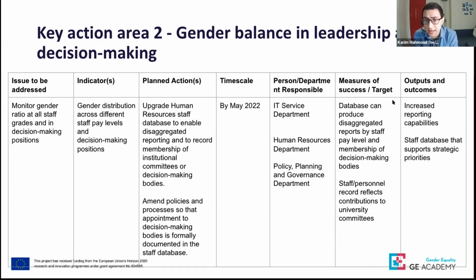And so the outputs here and your outcomes are increased reporting capabilities and a staff database that supports strategic priorities. So this is one example of an objective that could be put in. And again, you'll notice that this is about creating a sustainable platform so that you can make your analysis and ongoing monitoring more straightforward. Were there any comments on this, Anna, or can I move on?